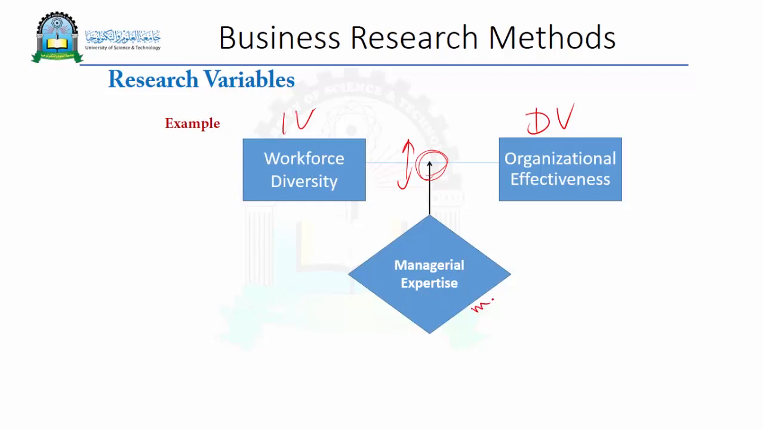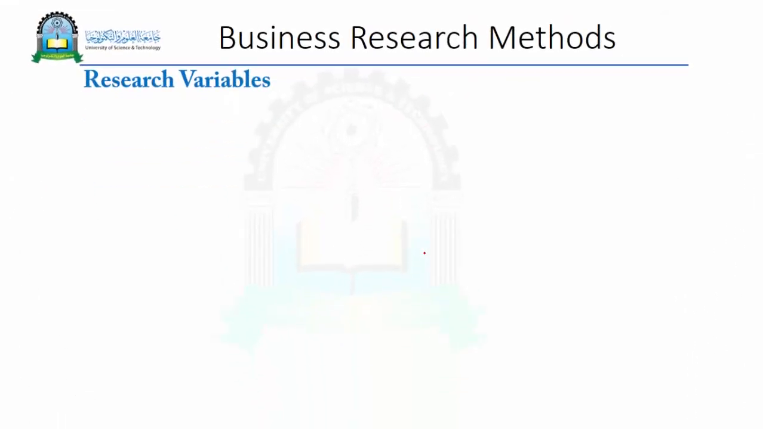This is the moderating variable. That means the expertise of management can affect the relationship between the workforce diversity and organizational effectiveness. So this is the IV, this is the DV, and this is the MV, which is the moderating variable.